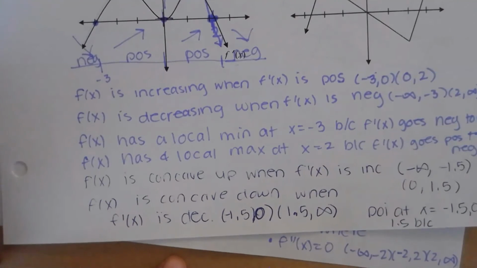I just ran out of paper. I'm sure you did too. Because f prime goes from increasing.